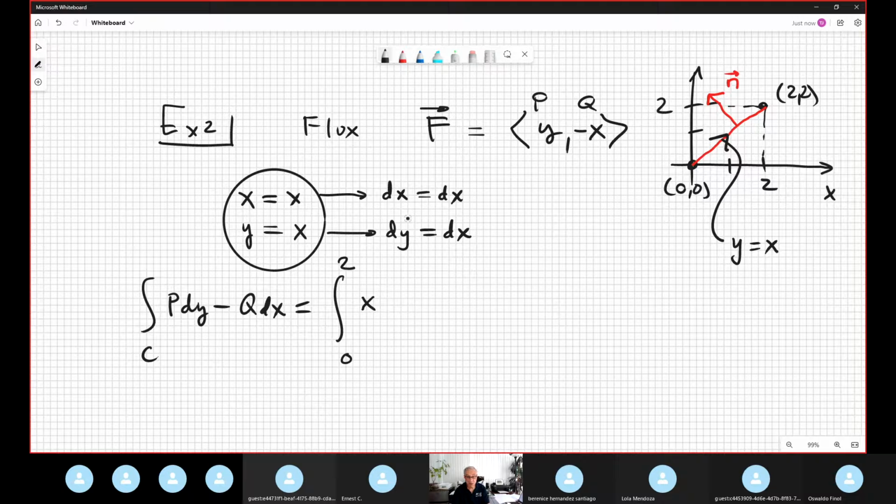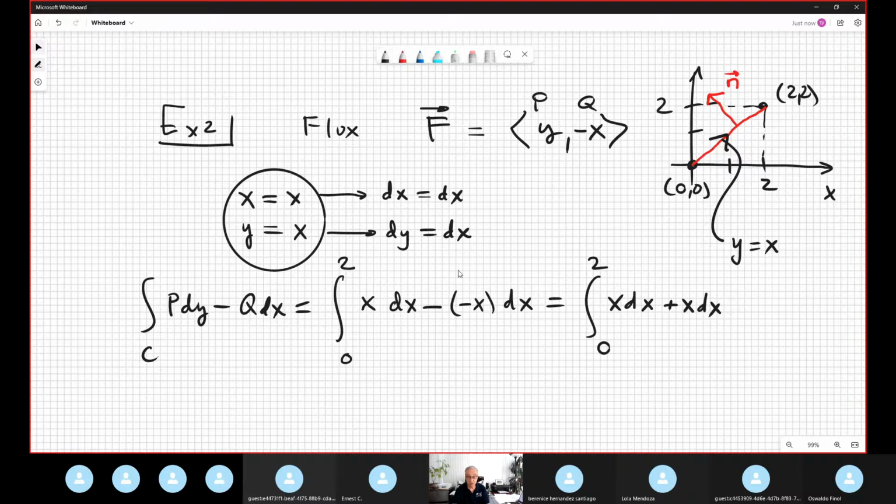dx is dx, so dy is already dx. Minus what? Minus Q. But Q is minus x. Okay, cool. I like that because if it were positive, I suppose they would cancel out, it would be 0, no flux. In this case, yes, we have flux. And dx is dx. Basically, the problem is reduced to this easy x dx plus x dx.